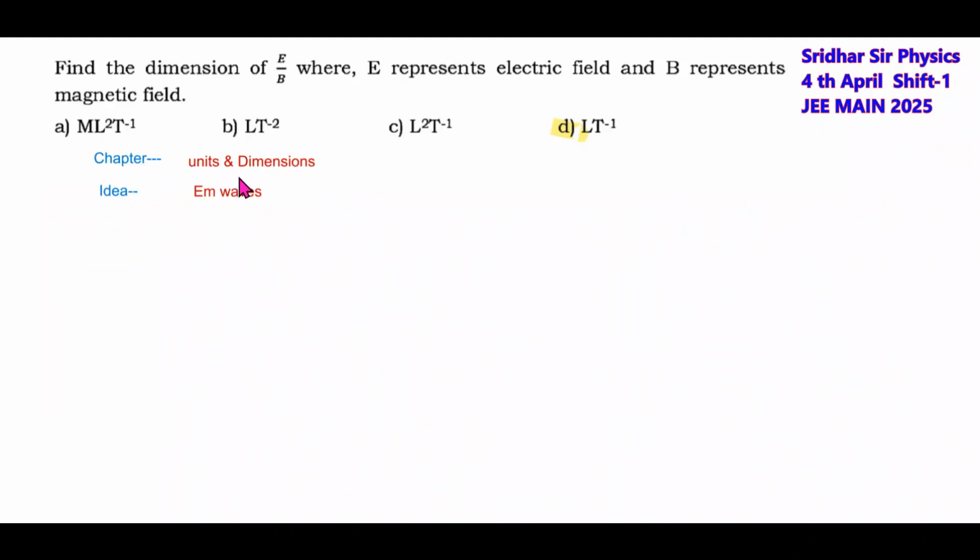Okay, this question is based on units and dimensions, the concept of EM waves. Find the dimensions of E by B, where E represents electric field, B represents magnetic field. If you go for EM waves, the magnetic field strength and speed of light will be related to electric field by this formula. So C is equal to E by B. C is nothing but speed of light. What is the expression for dimensions of speed? It will be LT minus 1.